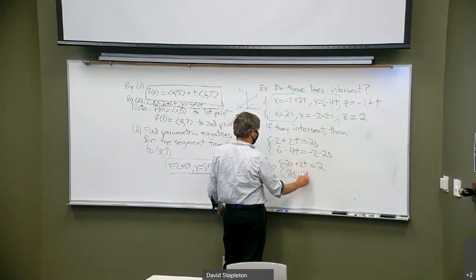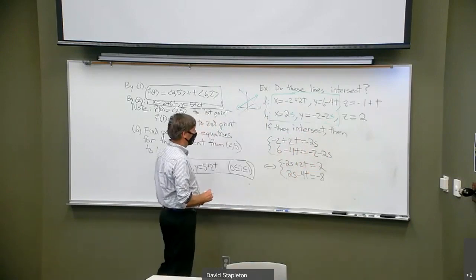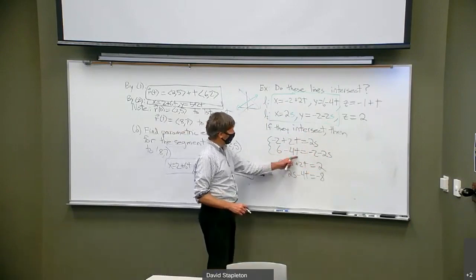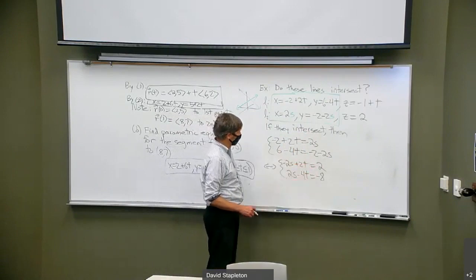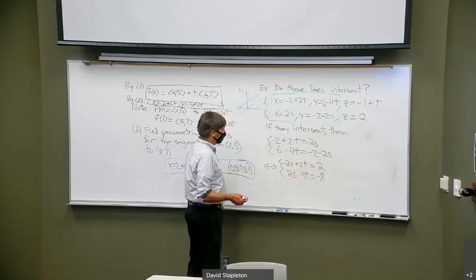Minus 4t equals, let's see, I subtract 6 over minus 8. So I write the s's here and the t's here and the numbers on the right-hand side, in convention. Then it's very easy to work with.